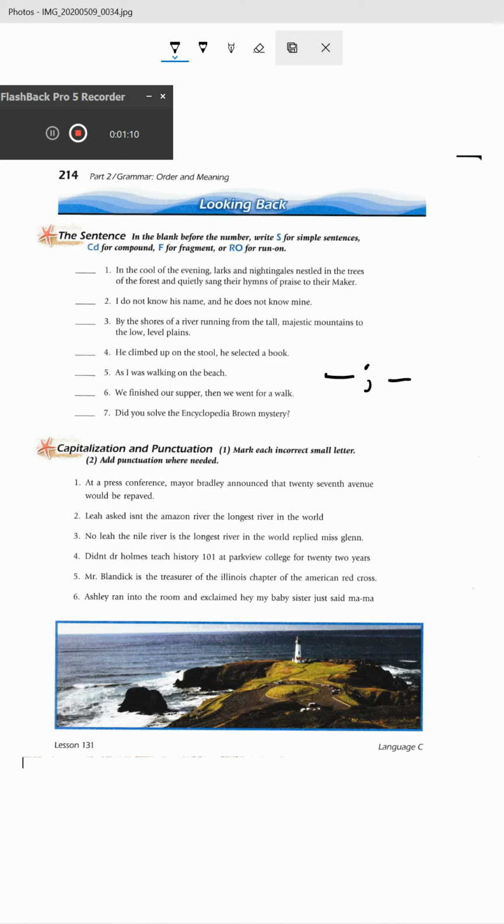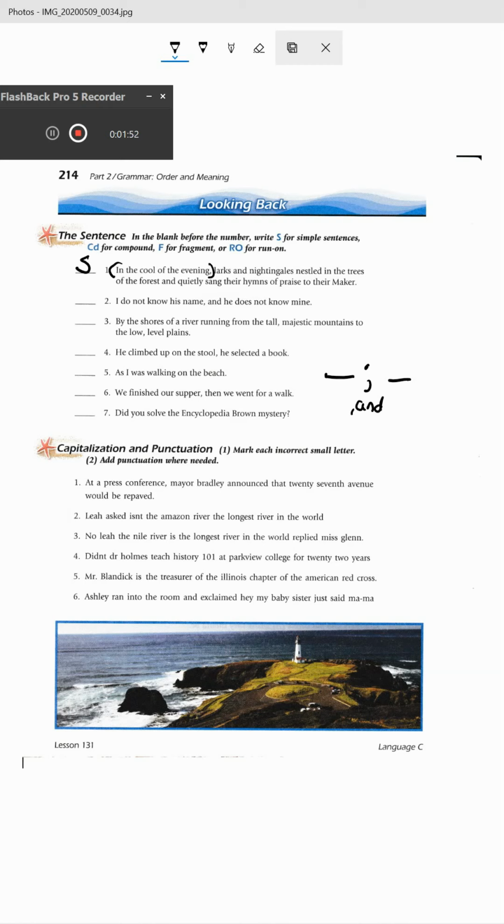There has to be a semicolon in between them. Or you should have a conjunction like and, but, for, or, nor, and a comma before it. All right, so if they're not connected properly, they're called run-ons. All right, so in the cool of the evening, larks and nightingales nestled in the trees of the forest and quietly sang their hymns of praise to their master. So even though that is a super long sentence, I believe that is just a good, simple sentence. So we would write an S in front of that. In the cool evening, by the way, is just a prepositional phrase introducing a simple sentence, okay?